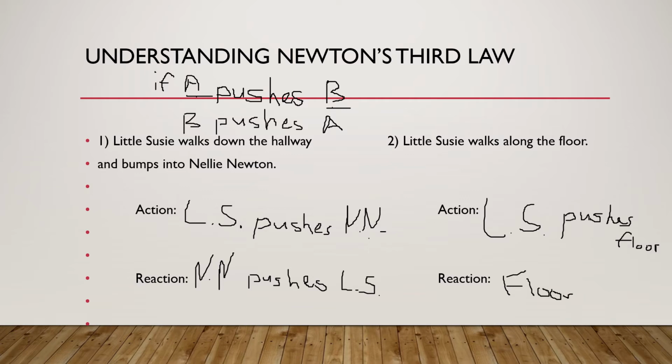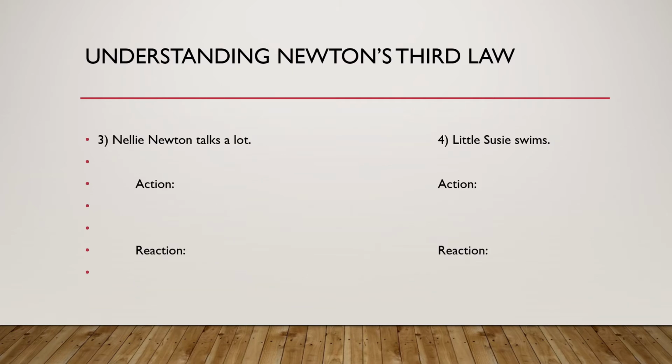That's why she moves. If the floor did not push little Susie, she wouldn't go anywhere. This is why you cannot walk on ice. Ice has such low friction, it's not able to push you back. Or rather, you can walk on ice, but you can't really put your foot in an angle. It's almost as if you have to step straight up and down on the ice to kind of maximize your friction. At an angle, though, it cannot push you back. So little Susie pushes the floor, floor pushes little Susie. Simple. Can it get more complicated? Of course. Let's go ahead and do this.